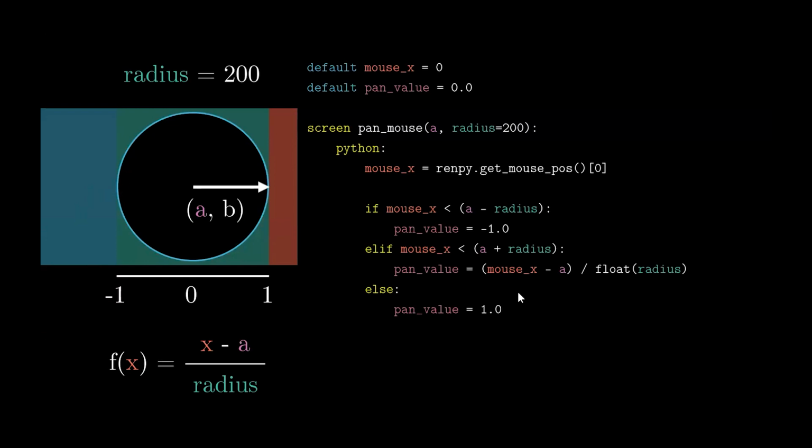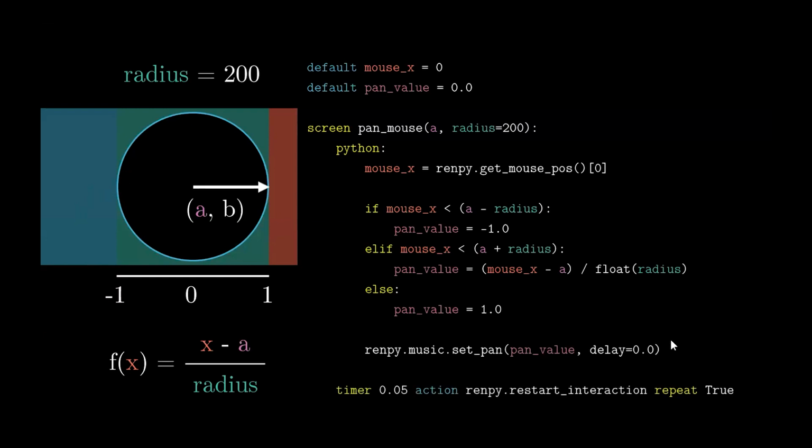Then after we got the pan value, we set it to our music channel. Music channel set pan to the pan value variable, 0 delay. Last but not least, to make sure this happens every 0.5 seconds, we set the timer.